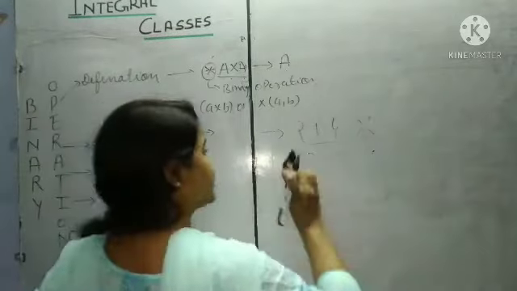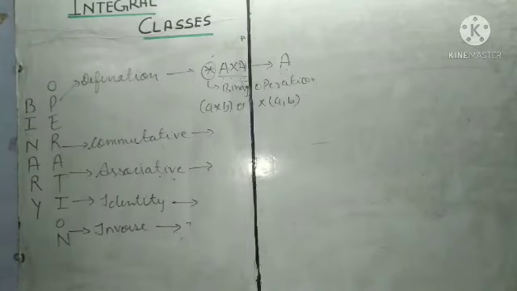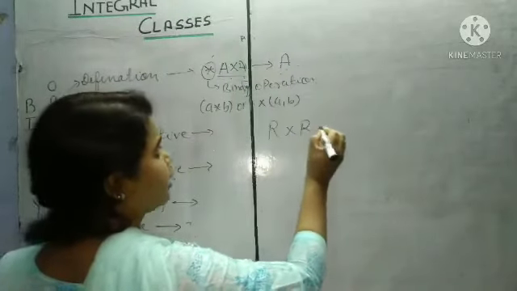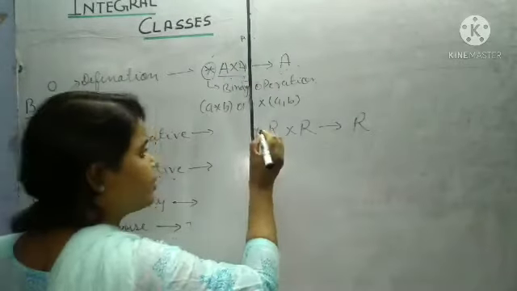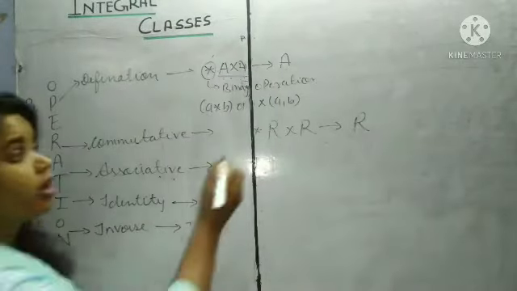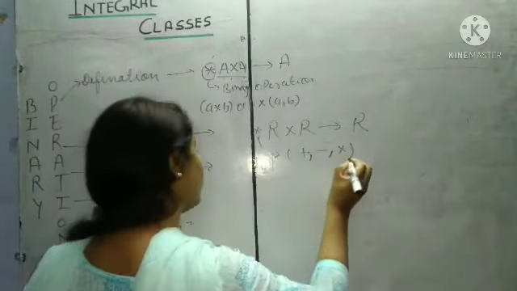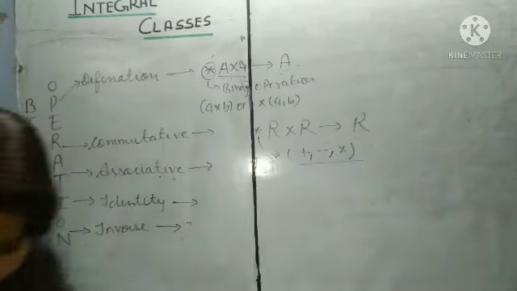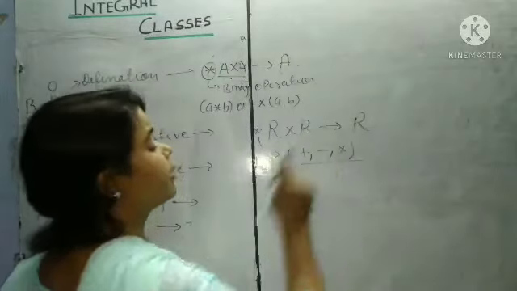Now next is addition and multiplication, which follow on real numbers. If we are given R cross R, we will get R. Now star is the binary operation. It may be plus, minus or multiplication. In these three conditions, binary operation works on real numbers.